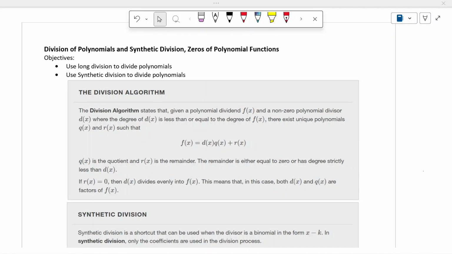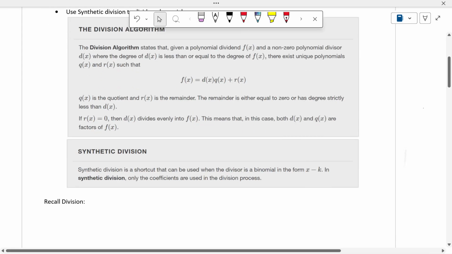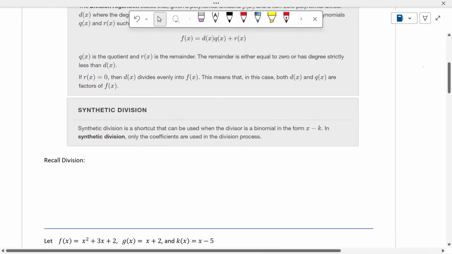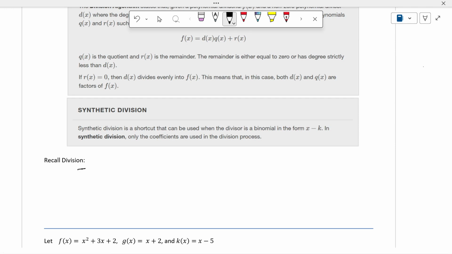Okay, let's jump right in and talk about the division of polynomials and using synthetic division to divide. First of all, we have a division algorithm, and it'll make more sense when I refresh your memory on what you did in elementary school. So I'm going to take a break from the division algorithm for just a second and do a little recall. Right down here for recall, let's do something from elementary school.